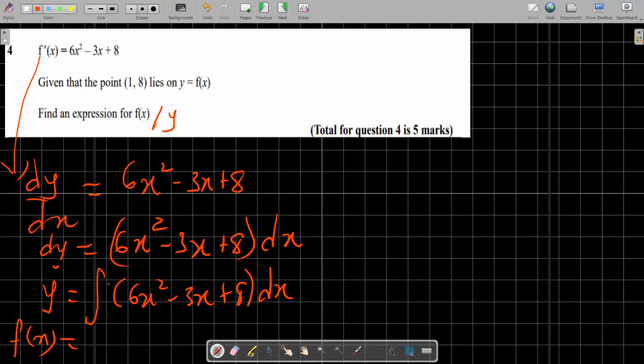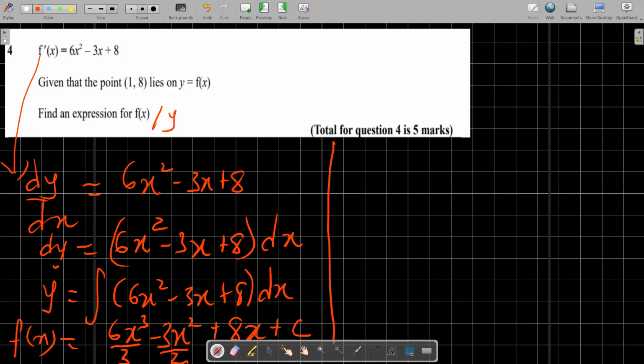So you can call your y f of x. So f of x equals, integrating 6x squared, you have 6x raised to the power of 3 divided by 3 minus 3x squared divided by 2 plus 8x. But this time around, you will notice that this must have a constant c. However, you have been told that the line has a point 1,8.